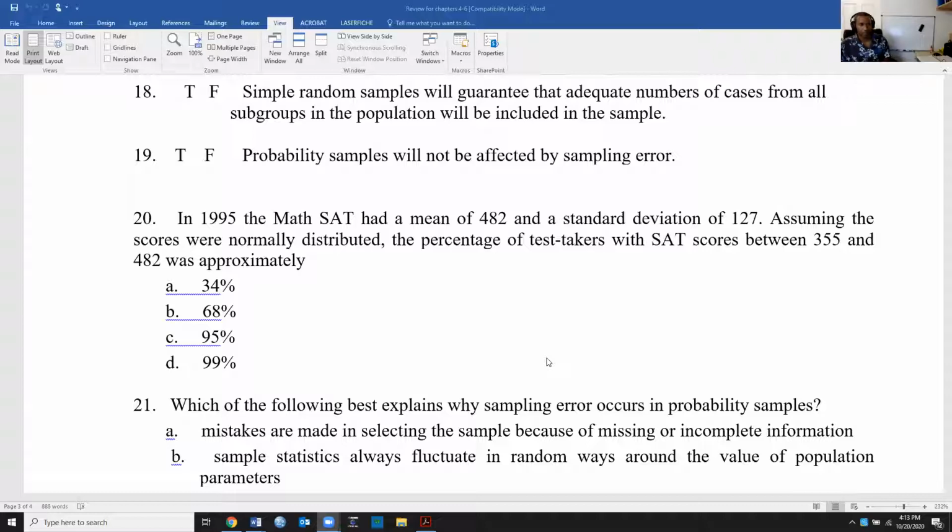Just say I'm stuck here. I'm looking at this. I don't understand. Confused. What should be my first step here? We know we're dealing with a normal distribution. Do you find the z-score first?